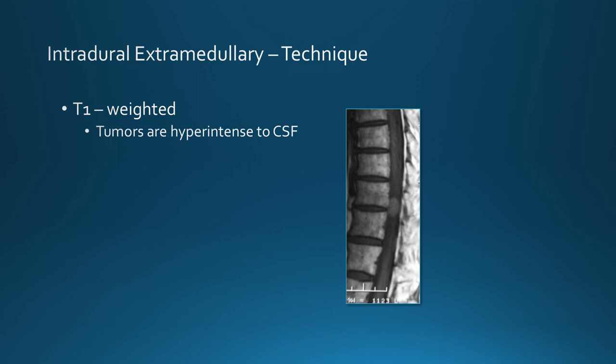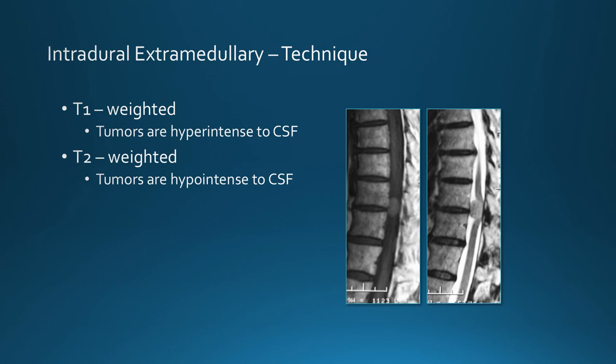In terms of technique, on T1 weighted images, the tumors will be slightly hyperintense compared to the CSF. On T2, hypointense compared to the CSF. And notice that it's an intradural extramedullary lesion. It pushes the spinal cord away from the dura, and it widens the CSF space at the edges of the lesion. See how the CSF space is widened because it pushes the spinal cord away from the dura, and that's an excellent sign that we're dealing with an intradural extramedullary lesion.